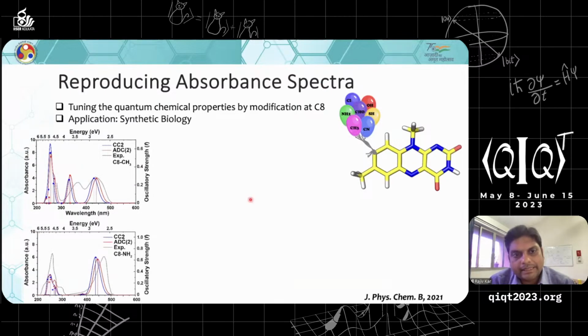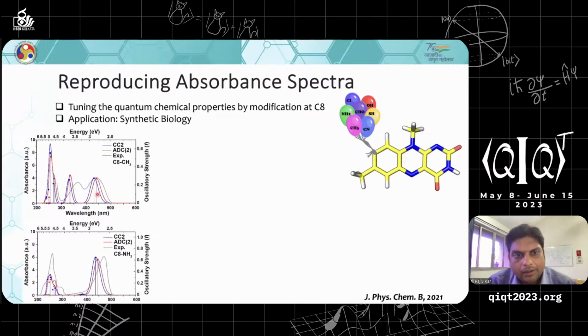At first you can see these are two absorption spectra where in one we have the normal flavin, with CH3, and in the other we have an amine group. So these are two typical examples. And the spectrum in black is the absorbance. Here also the spectrum in black is the absorbance that was collected through experimental measurements.